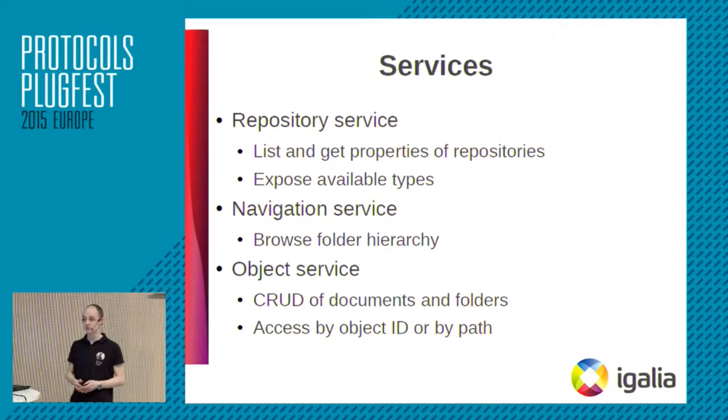You have a navigation service to be able to browse the folder hierarchy. You have an object service to perform the create, update, delete operations on documents and folders. You can access objects by their object ID, which all of the objects will have, or by the path, which you can get from the navigation service.